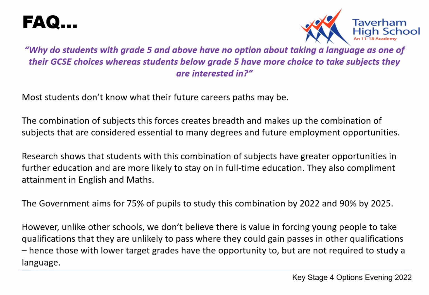So as a school, although the government has aimed for 75% of students to study the EBacc combination of subjects by 2022, we are comfortable that we are unlikely to meet that demand. And the 90% by 2025, again, we are comfortable that we're likely to be below that figure, because we don't believe in forcing students to do subjects where they are not likely to pass. However, where students are likely to pass a language subject or a humanities subject, we think it's really important that they study those subjects at GCSE.